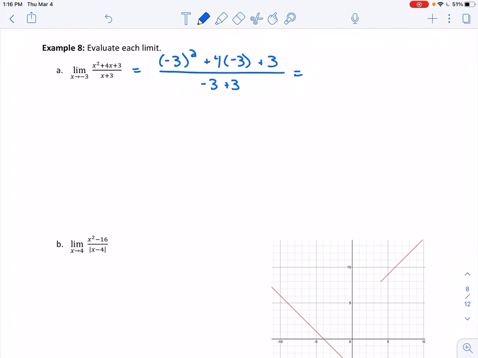So let's see, my numerator, I've got 9 minus 12 plus 3. Denominator, -3 plus 3, I have 0. Oh boy, we're going to run into trouble here. I end up in this case with 0 divided by 0, which is not particularly helpful. So I want to try something else this time.